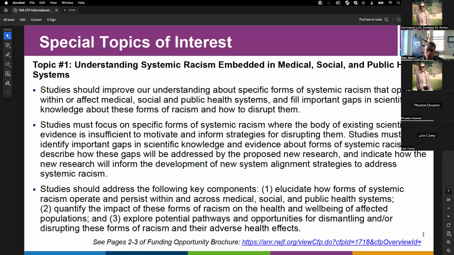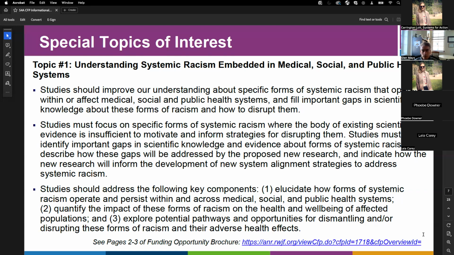The first special topic of interest we're showing on this slide relates to studies that are designed to help us understand forms of systemic racism embedded in medical, social, and public health systems. So these studies should improve our understanding about specific forms of systemic racism that operate within or that affect medical, social, and public health systems. And these studies should be designed to fill important gaps in scientific knowledge about those forms of racism and how they operate, and especially how to disrupt them. So studies under this special topic, again, they should focus on a specific form of systemic racism where we have insufficient evidence about that form of racism and how it operates.